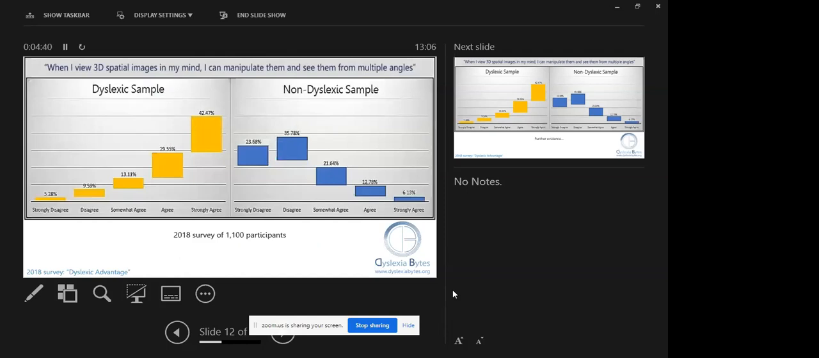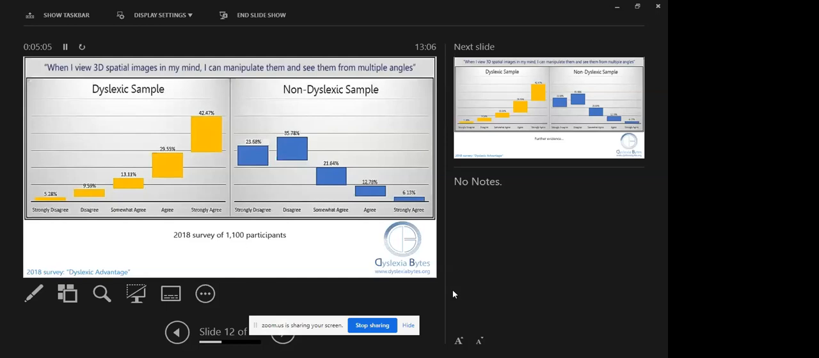Well, about a year and a half ago, an organization called Dyslexic Advantage produced a survey, and they surveyed over 1,000 people, 1,100 people, and they asked a simple question. When I view 3D spatial images in my mind, I can manipulate them and see them from multiple angles, true or false. The dyslexic samples on the left, the non-dyslexic samples on the right.